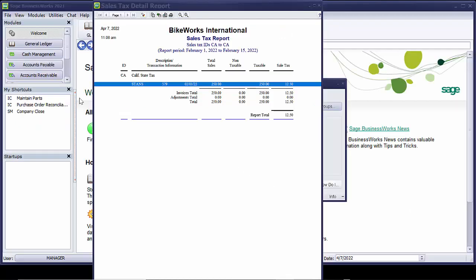Looking at our sales tax report, we have invoice number 579 for our customer Stans. The total sale was $250, of which the entire $250 is taxable, for sales tax of $12.50. This was a mistake, as only $100 of the invoice was to be taxed and $150 should be non-taxable. To correct this, we will do a credit memo for the sales tax for $7.50, which is the original $12.50 charged. Only $5 of sales tax should have been charged, making that difference $7.50. This is the amount of credit we need to apply to the invoice and to the sales tax.